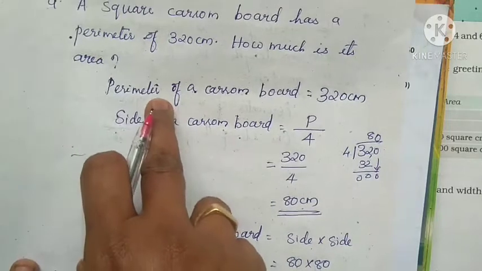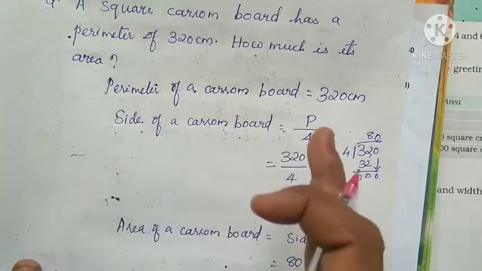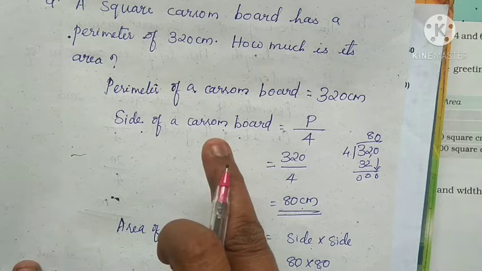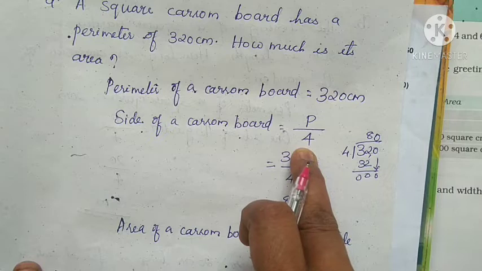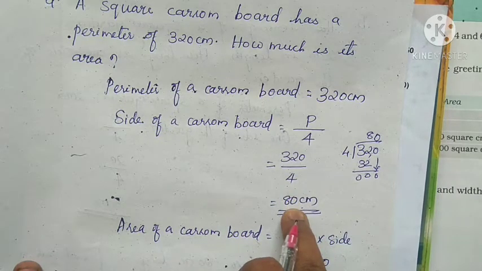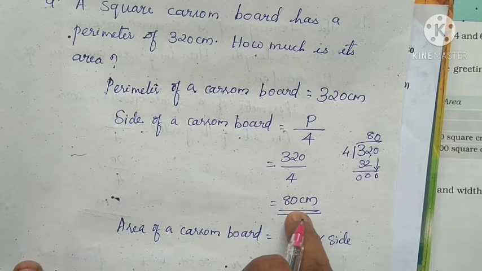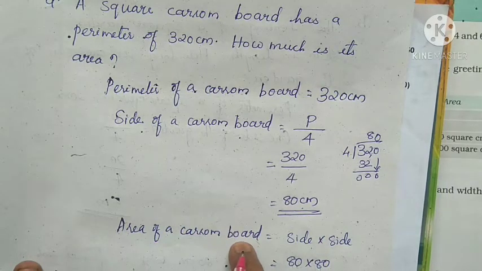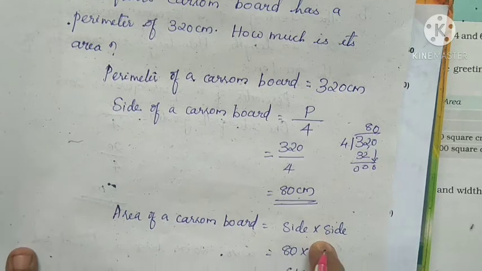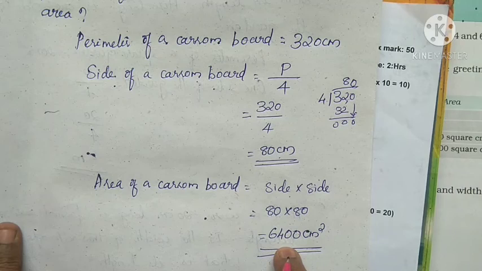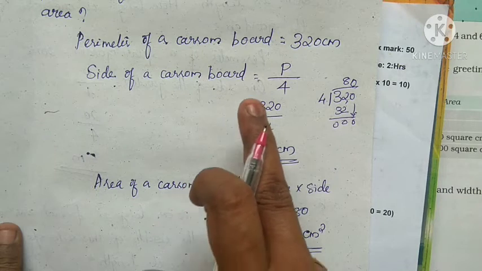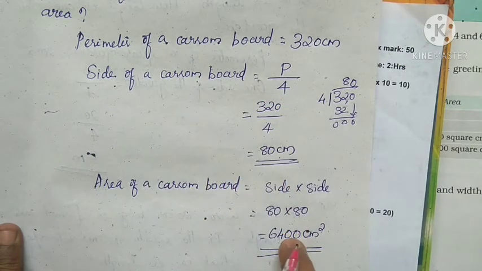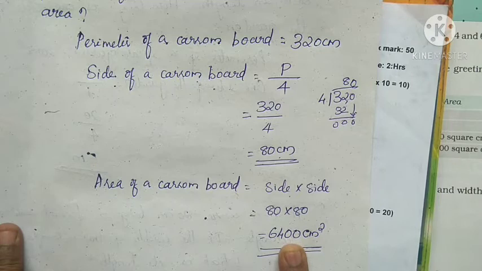If in a square shape the perimeter is given, then we have to find out the side of the square shape, perimeter divided by 4. After we get the side of the square, using this measurement we have to find out the area. How can we find out the area? We have to multiply side into side. Understand? This is the way we have to solve this question. First we have to find out the side and then we have to find out the area. Do all of you understand?